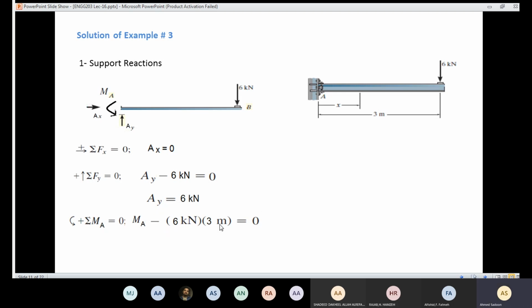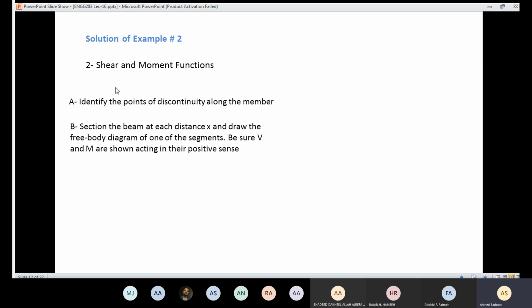Again, here we have one equation, one unknown. I can easily solve for MA. MA came out to be 18 kilonewton meter. So now I know all the unknowns. The moment came out to be 18 kilonewton meter, and the reaction here, AY, came out to be 6 kilonewtons, and the AX came out to be 0. So now I'm in position in order to get the shear and moment functions.